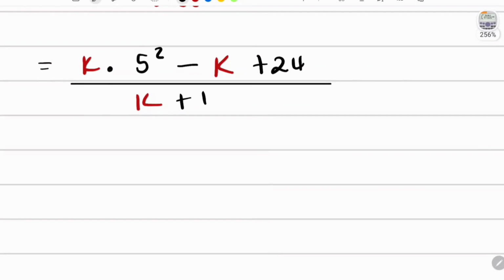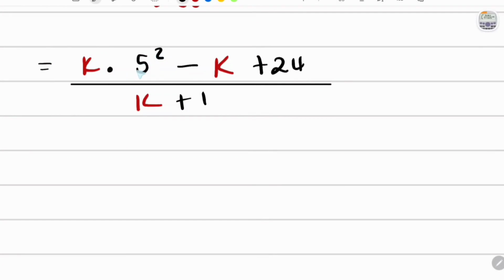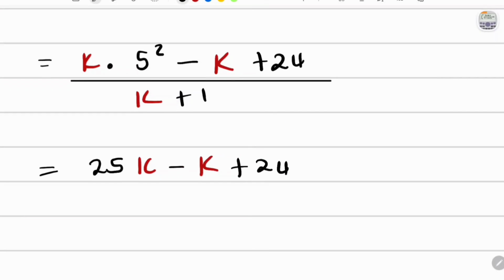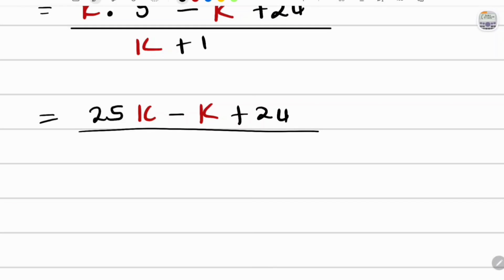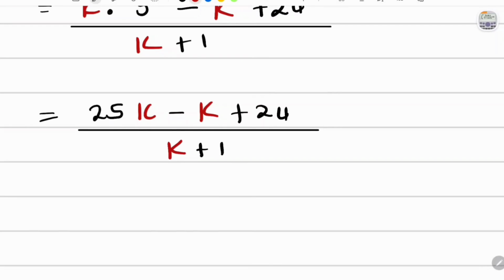And now this is what we're going to do. K multiplied by 5 squared. Well, 5 squared is 25. So k times 5 squared is just going to be 25k. And then we have minus k and just plus 24. So minus k plus 24. They're not being multiplied. Over k plus 1. Let me just leave that k in red.